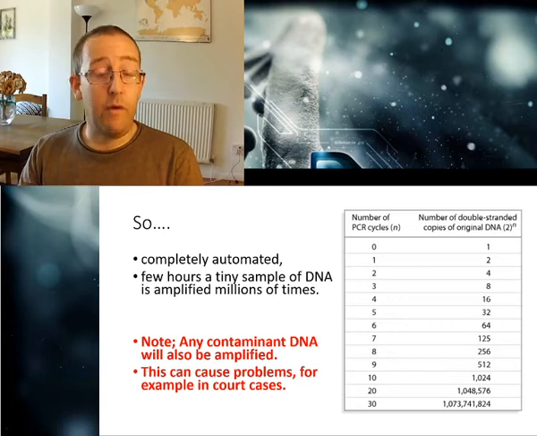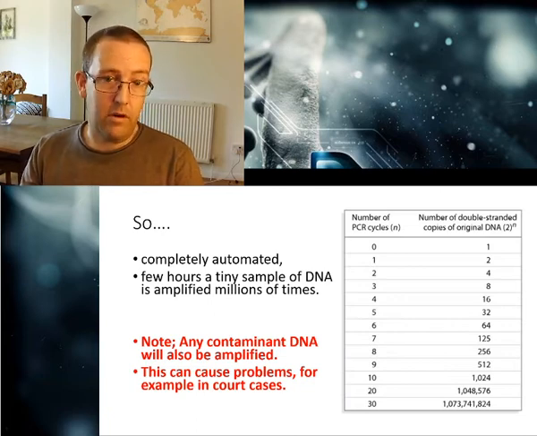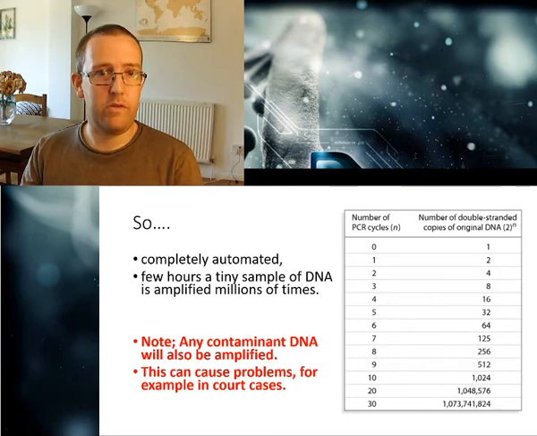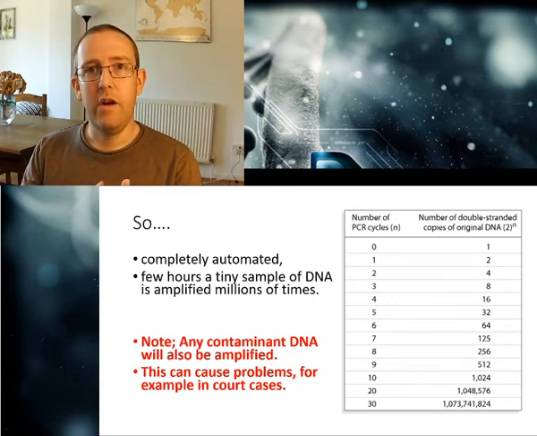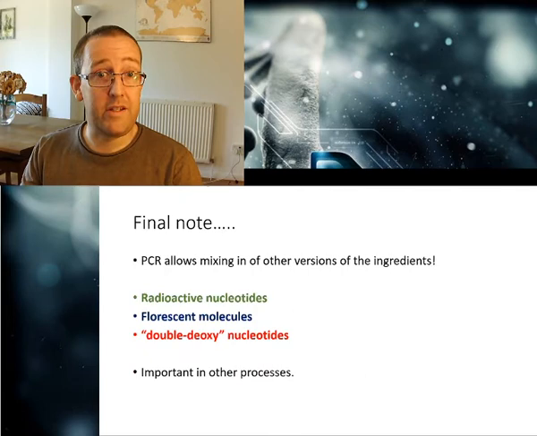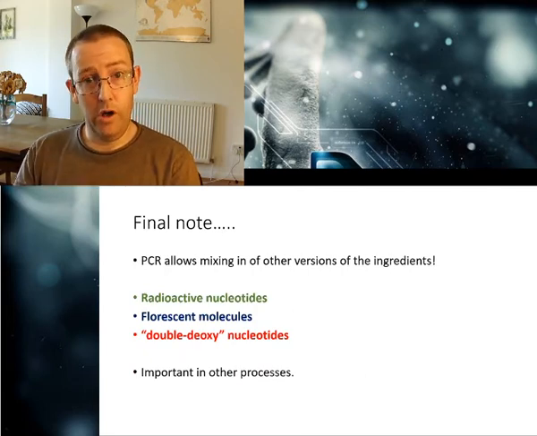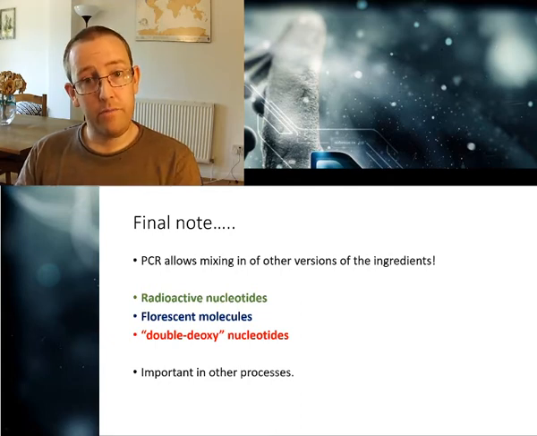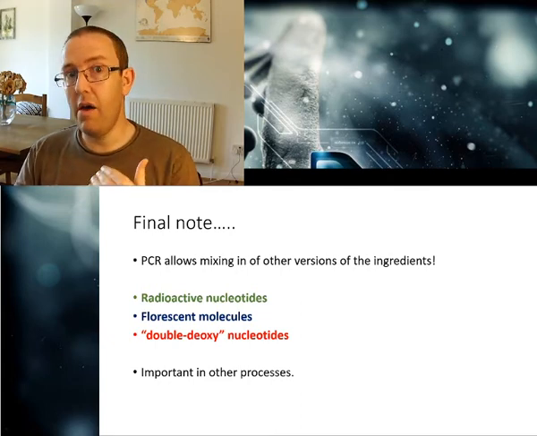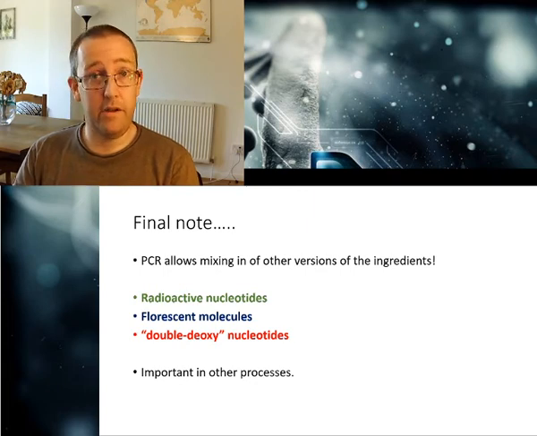Okay, that obviously, if it's in forensics, if in crime, it can cause problems in court cases, because people can argue that this was a contaminated sample and therefore you can't convict someone on the basis of it. So that's how the PCR reaction works. It's literally a DNA photocopier. Final note, it allows you to do other variants, which we'll come to in other videos.